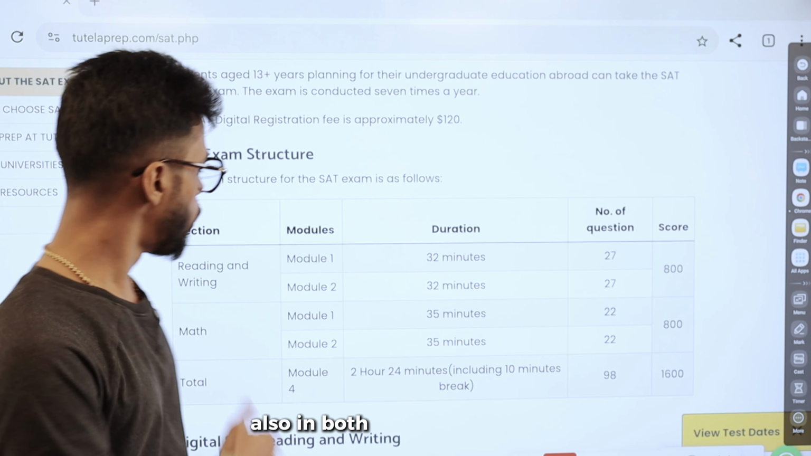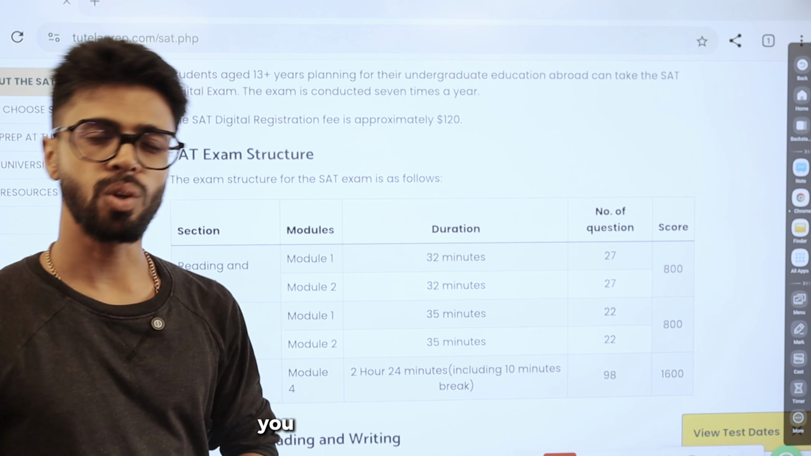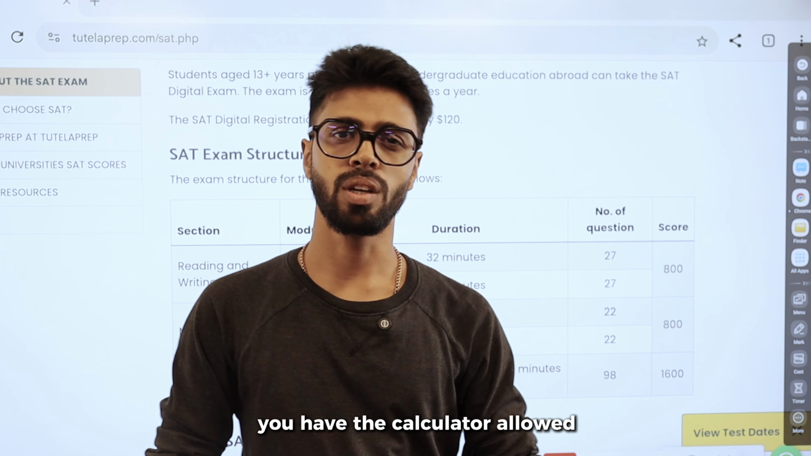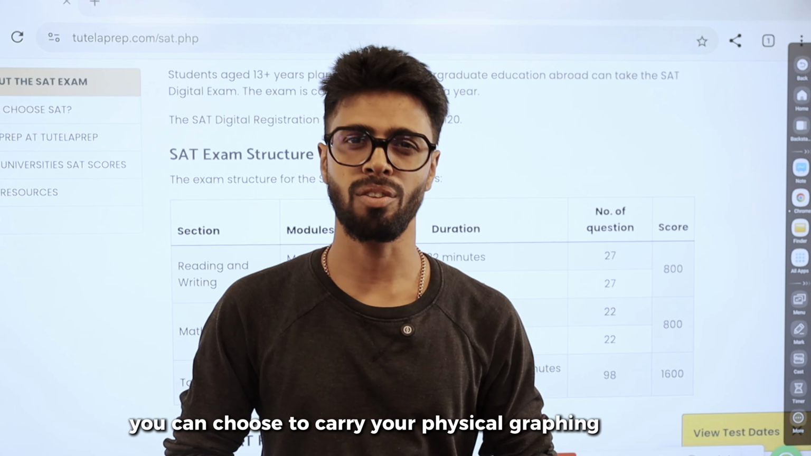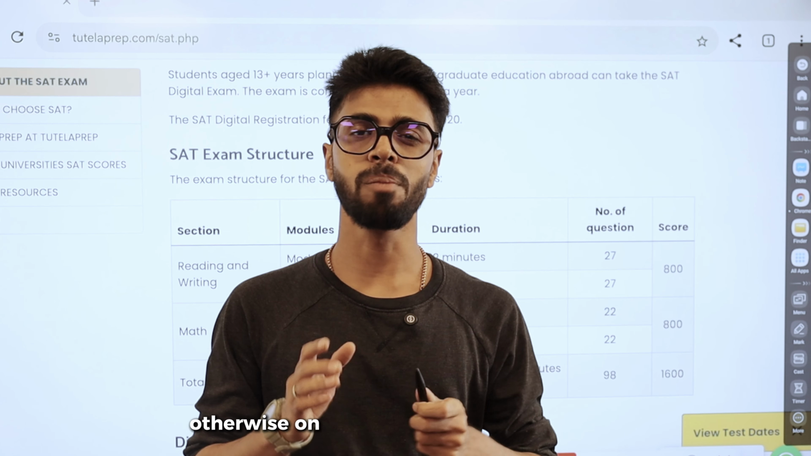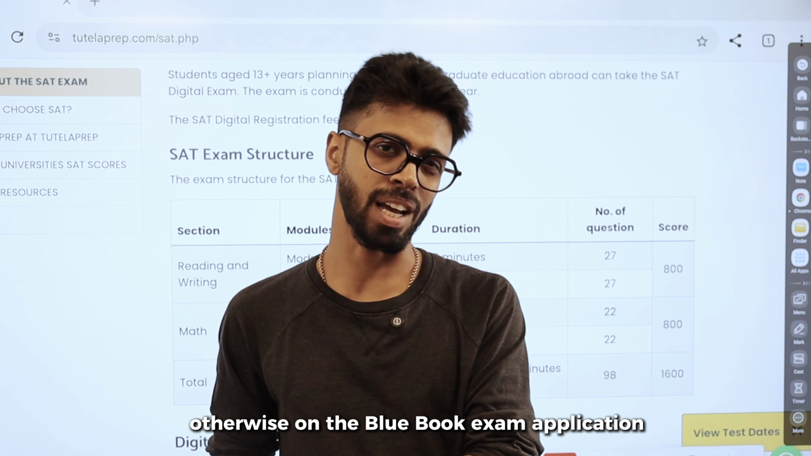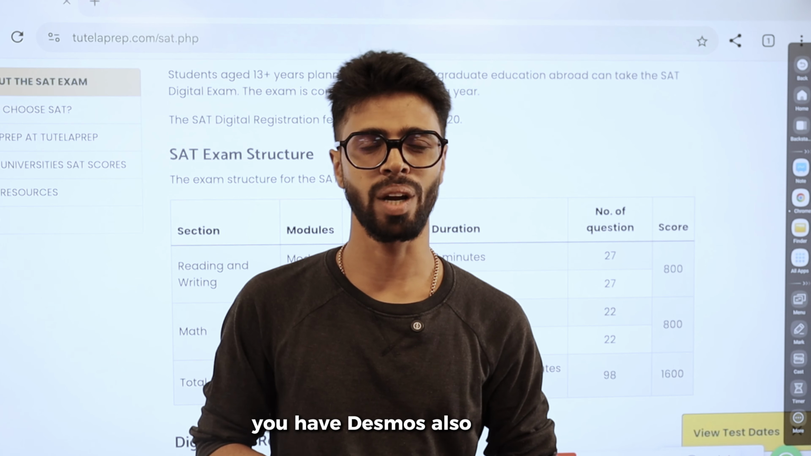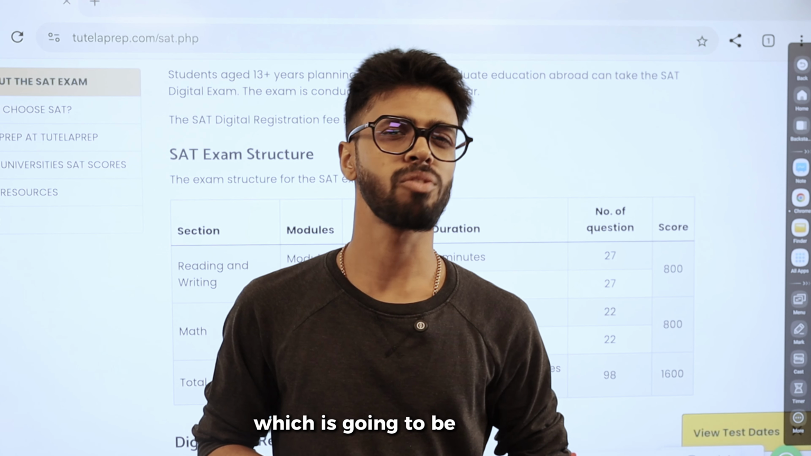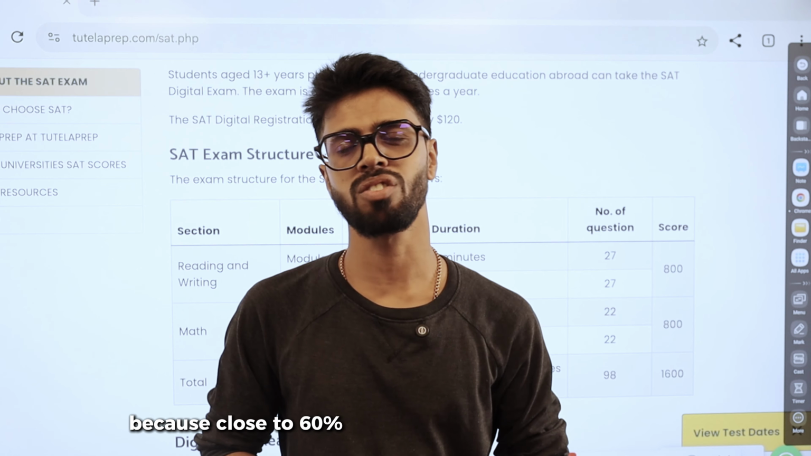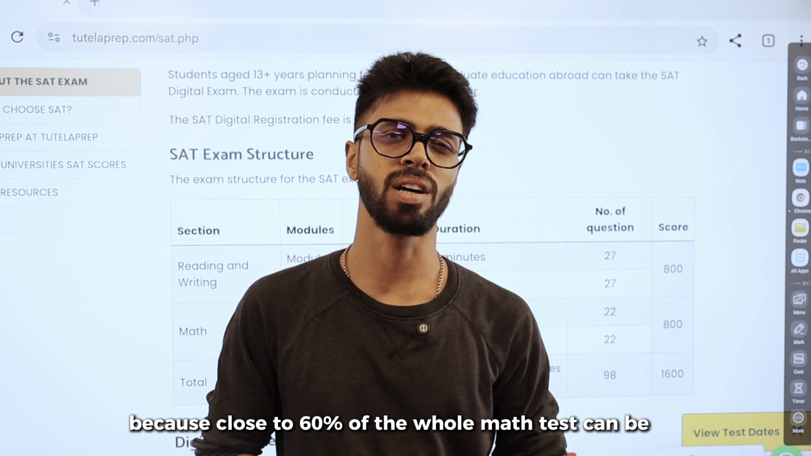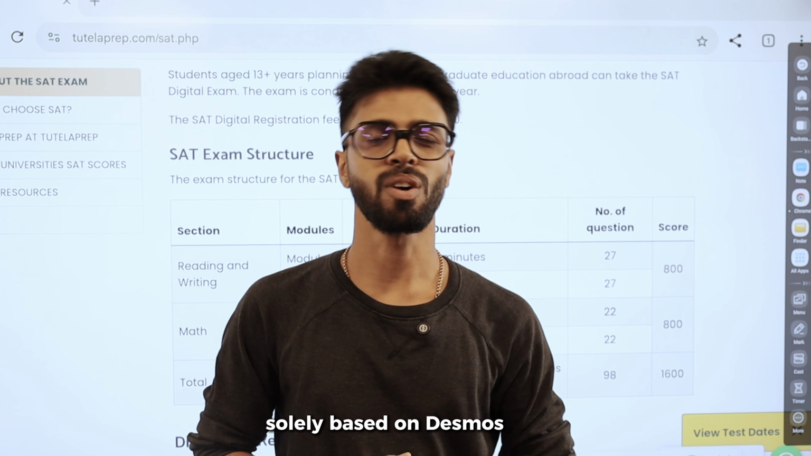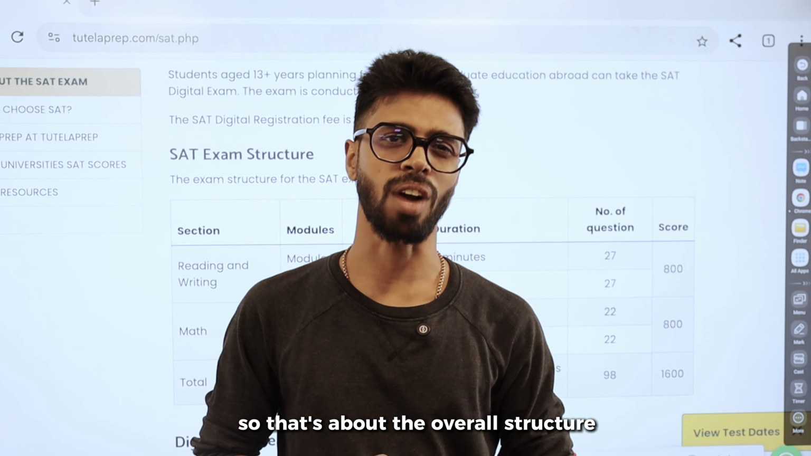Also, in both the modules of math, the calculator is allowed. You can choose to carry your physical graphing calculator. Otherwise, on the Bluebook exam application, you have Desmos also integrated, which is going to be very helpful because close to 60% of the whole math test can be done solely based on Desmos usage. So that's about the overall structure.